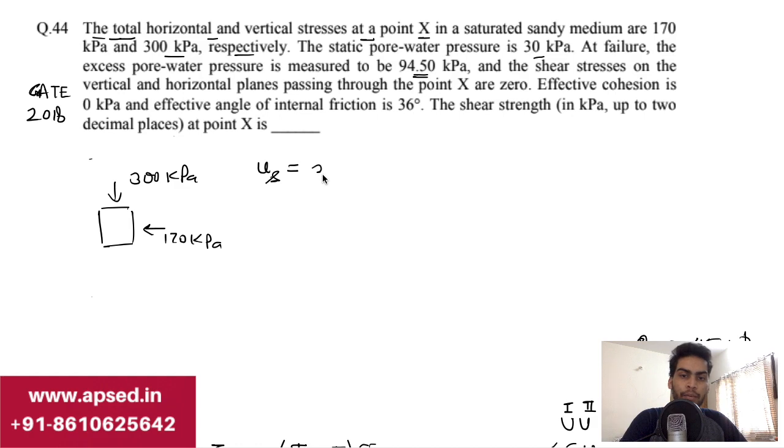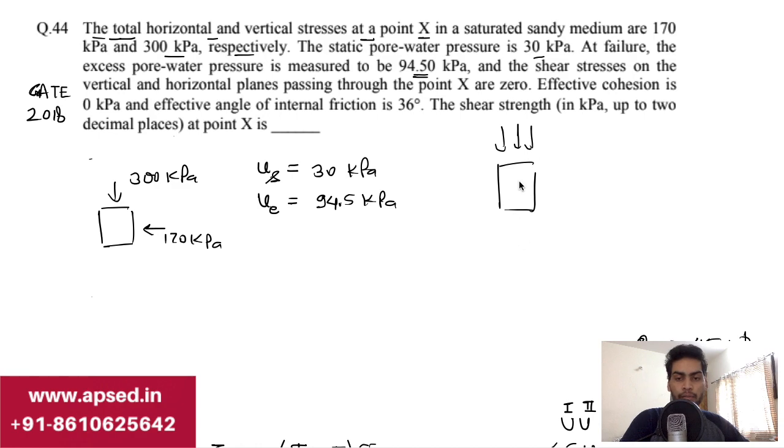So the static pore pressure is given as 30 kPa and excess pore pressure UE is given as 94.5 kPa. This excess pore pressure means that when this additional stress is applied on the soil mass, because of that, initially, as we know, the stress is taken by the pore water. So the water that is in these pores will take the stress. So that additional pore water stress or pore water pressure is given as 94.5 kPa.